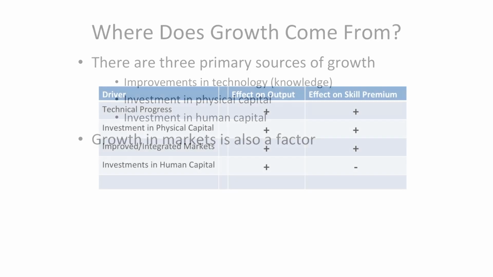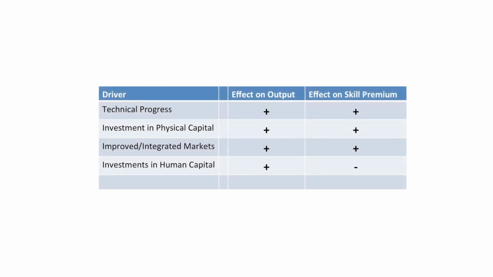Now, one of the things that we know is that technological progress, investment in physical capital, improved and integrated markets, and investment in human capital all lead to growth. All four of those factors are pushing us up that red line. That's what's moving us up that red line. We got better technology, more capital, better markets, more human capital.